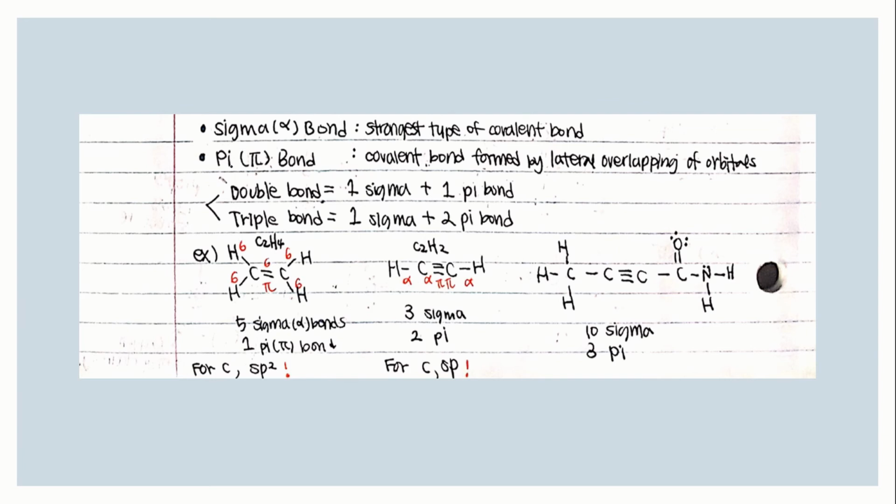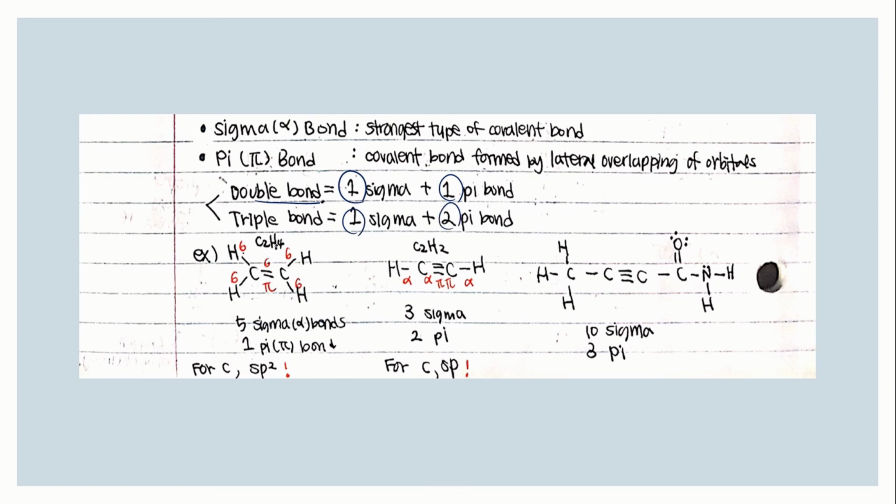You have sigma and pi bonds, and a sigma bond is the strongest type of covalent bond, and a pi bond is the covalent bond formed by lateral overlapping of orbitals. You do not have to know the specific descriptions, but you have to know how to count them in the molecules. So all single bonds consist of 1 sigma bond, and double bonds consist of 1 sigma bond and 1 pi bond, and triple bonds consist of 1 sigma bond and 2 pi bonds.